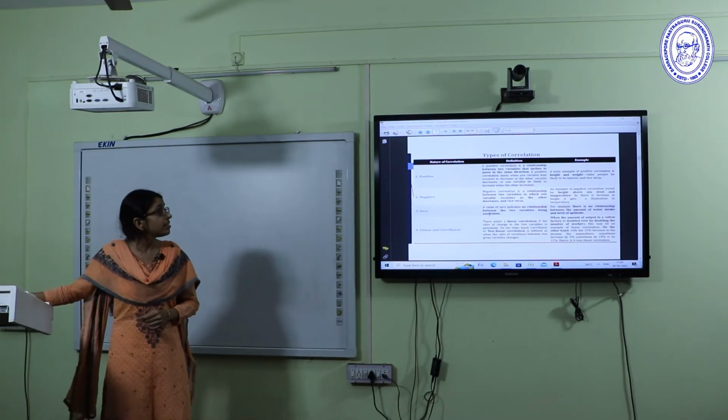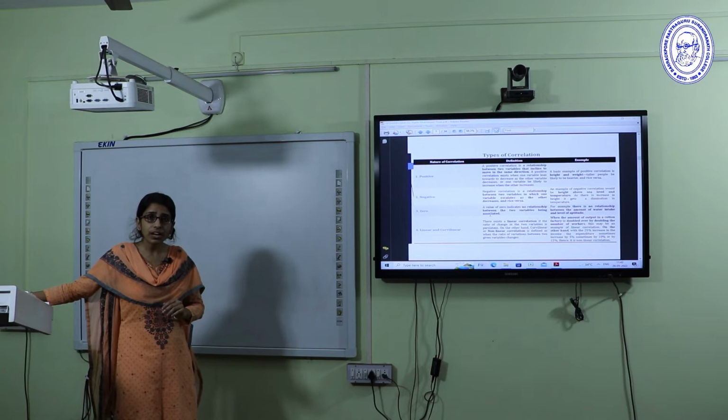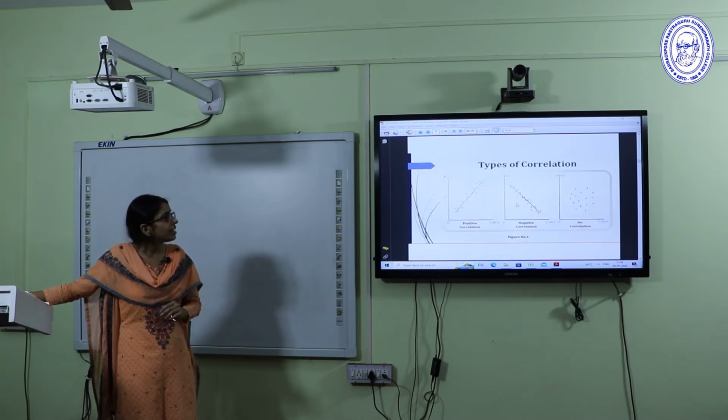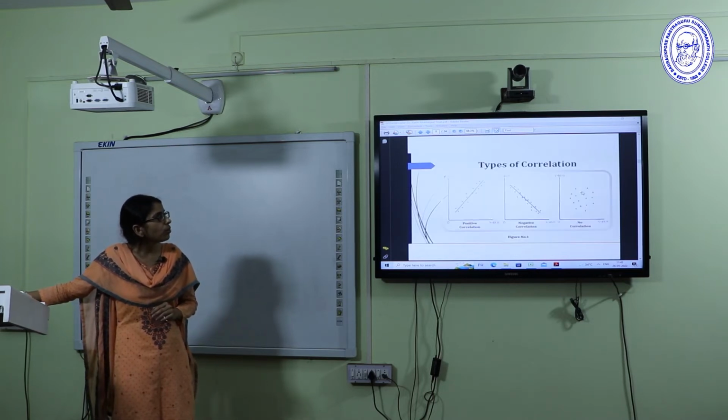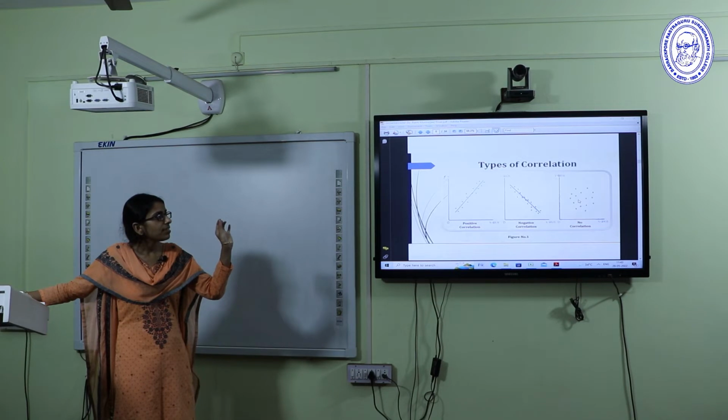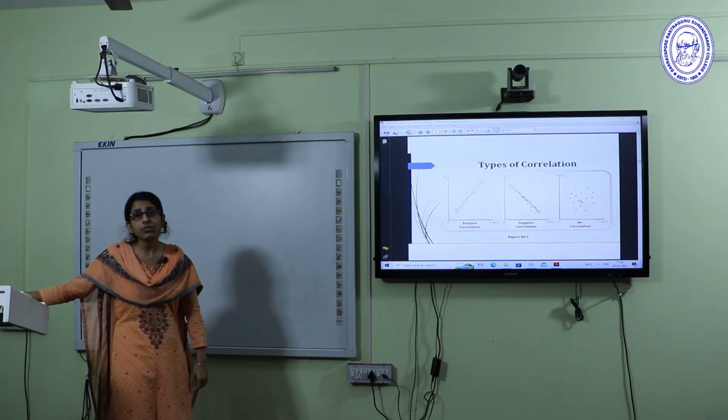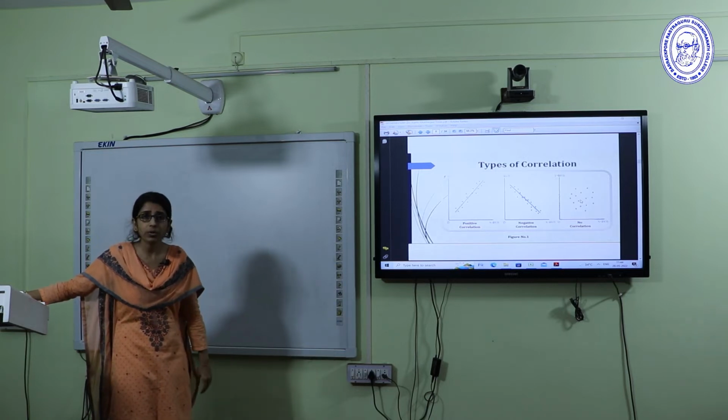So, if there is a zero correlation, then the diagram looks like that. That means the points are scattered in a place and there is no definite positive or negative trend identified. That's why there is no correlation.